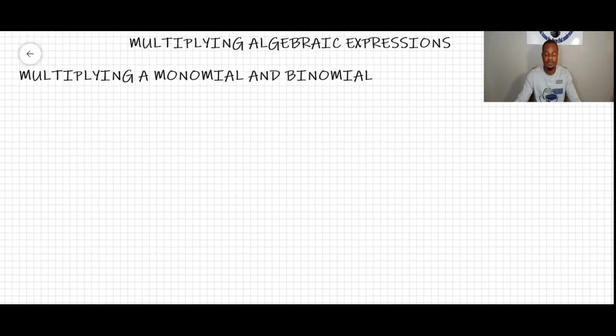Okay, we're talking about multiplying algebraic expressions. Now we're going to do multiplying a monomial and a binomial. Monomials are those mathematical expressions consisting of only one term. So for example, let's say a here, one term only. Binomials are those mathematical expressions consisting of two terms, like a plus b.